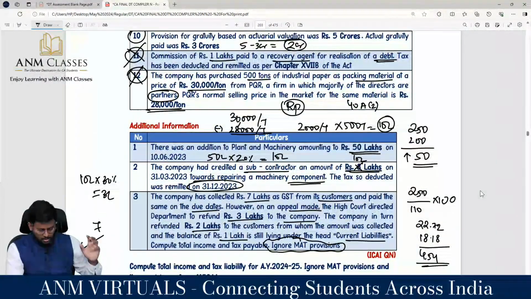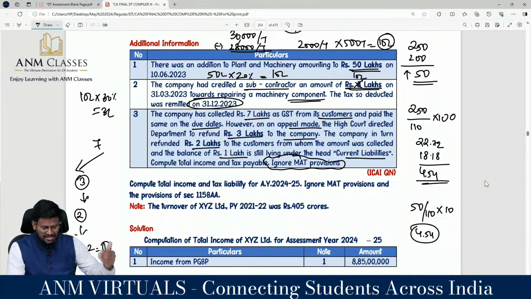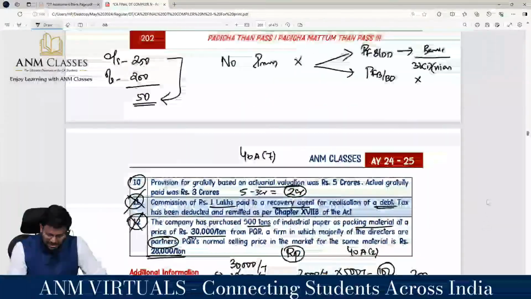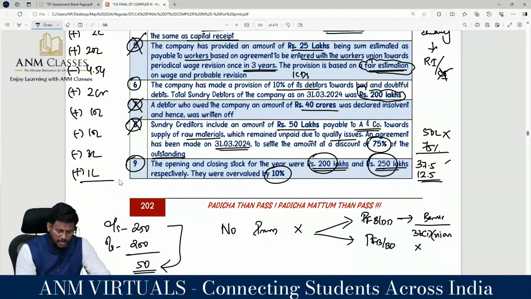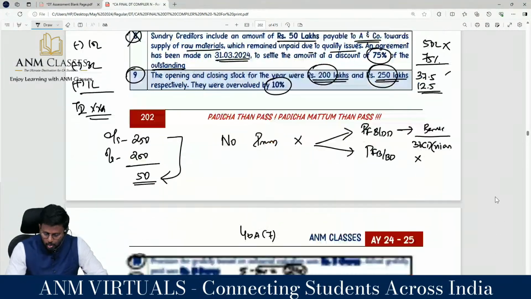So minus 8 lakh, 3 lakh. Then company has collected 7 lakhs as GST paid to the department. Get it as refund 4 lakh. But 3 lakh has been distributed to the people. Still they are keeping 1 lakh. Correct? So that 1 lakh should be treated as remission or cessation of trading liability. If you add or less whatever item, you'll be getting the total income.